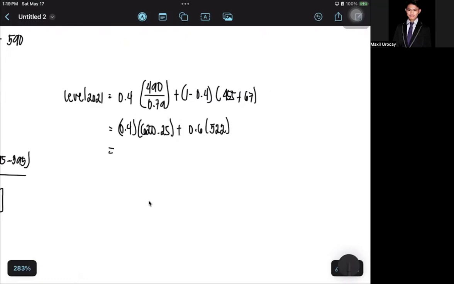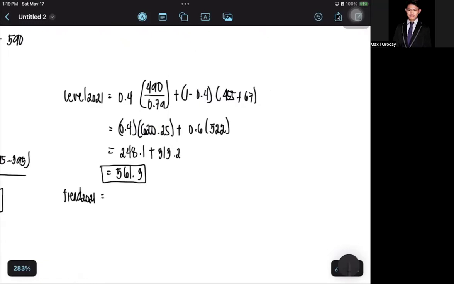Then 0.4 times 620.25 is 248.1, plus 0.6 times 522, which is 313.2, so the total is 561.3. That is the level of 2021.